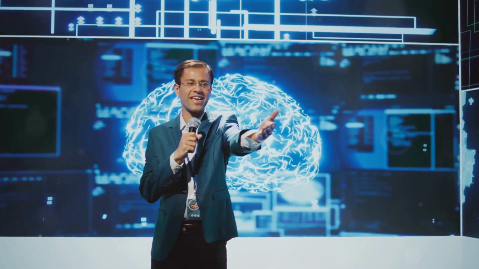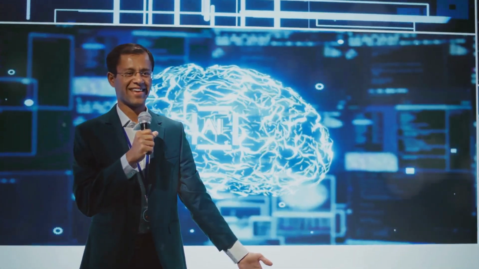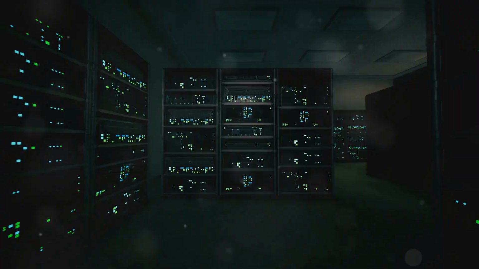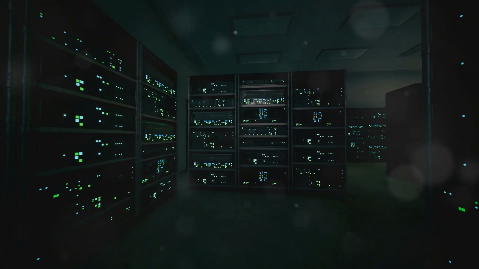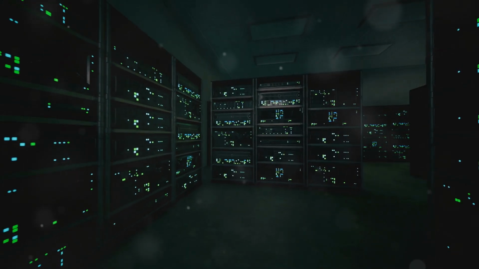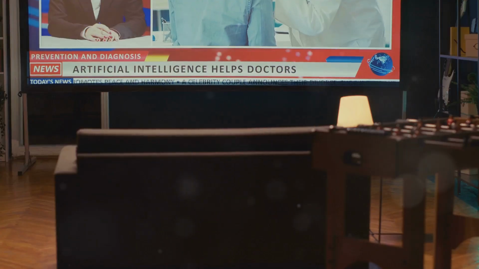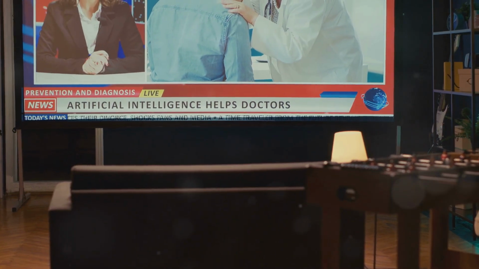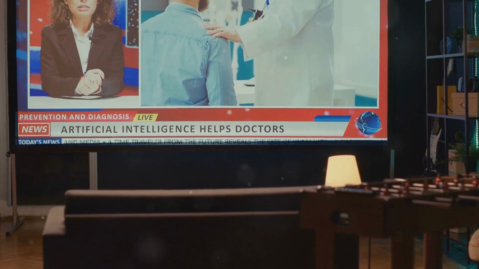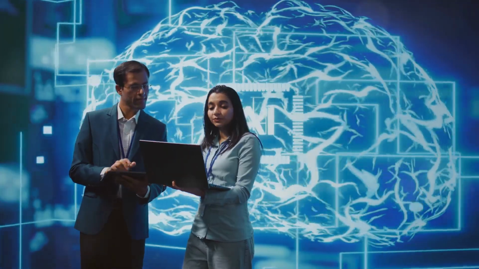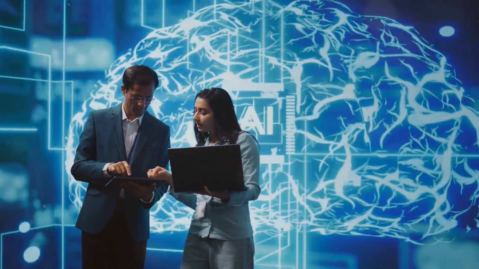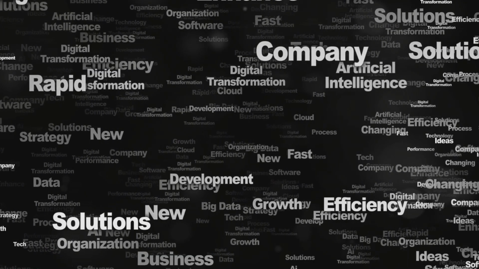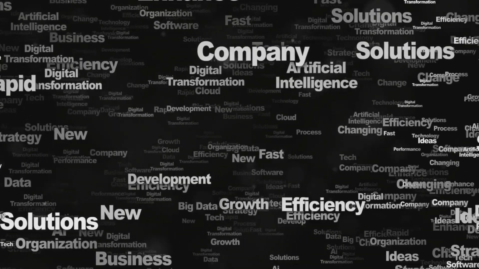Section 9. Conclusion. Embracing the AI-powered future. AI and ML, empowered by the cloud, are transforming industries and reshaping our world. From healthcare to retail to finance, AI is driving innovation, creating efficiencies, and enhancing human capabilities. Embracing AI is no longer a choice. It's a necessity for businesses that want to stay competitive in the digital age.